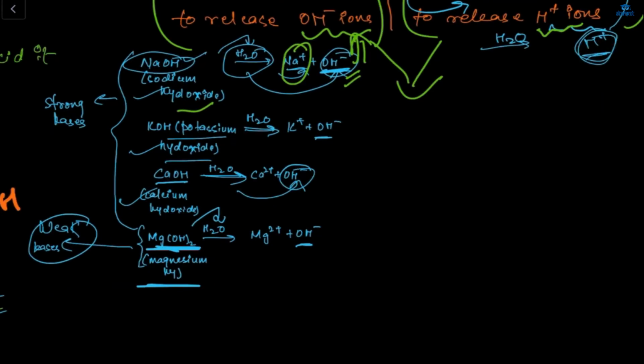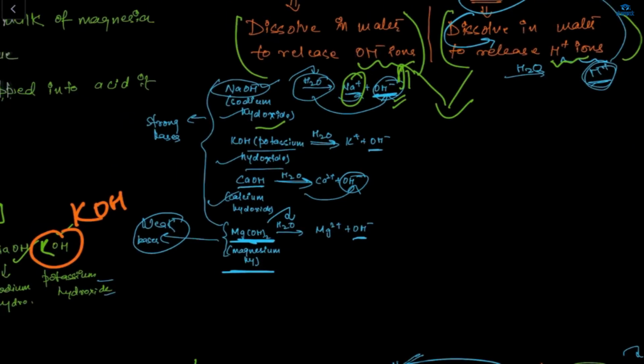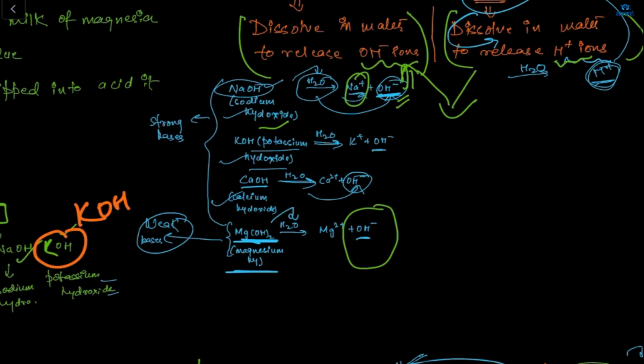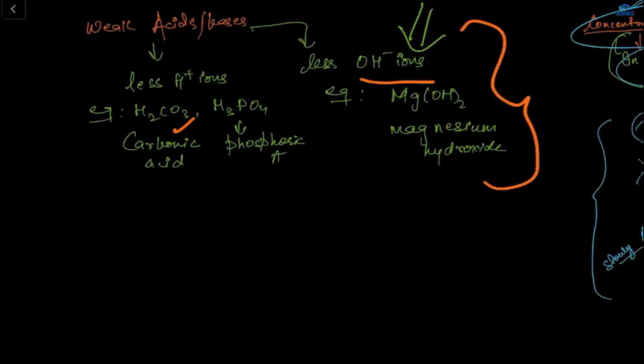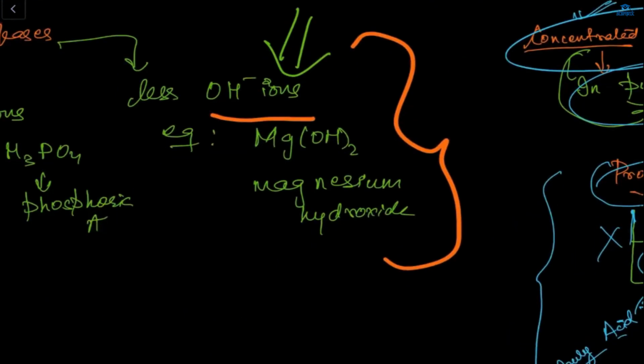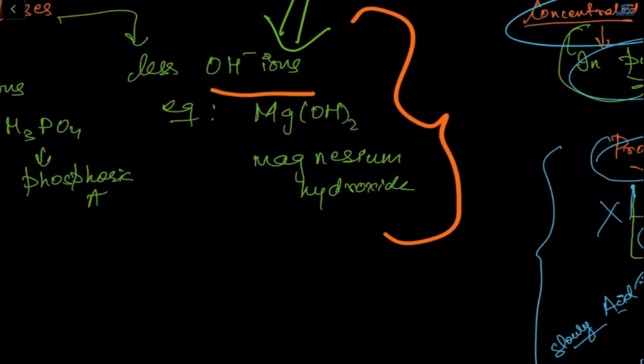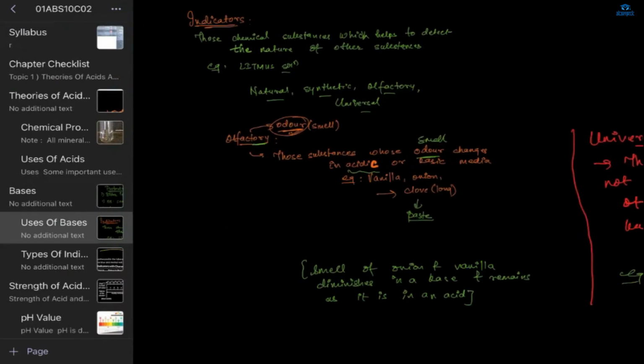So magnesium hydroxide, if we are mixing this with water, then we are getting Mg2 plus and OH minus. And here Mg(OH)2 is a weak base. So you have written now, what are weak bases? This Mg(OH)2 is a weak base. Okay. Now next, what are the uses of bases?